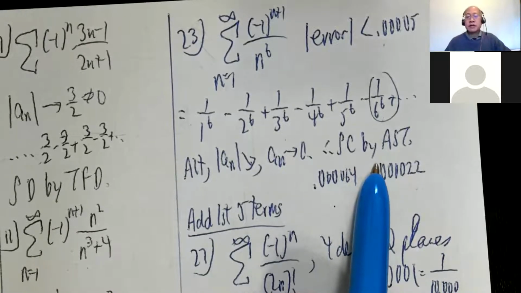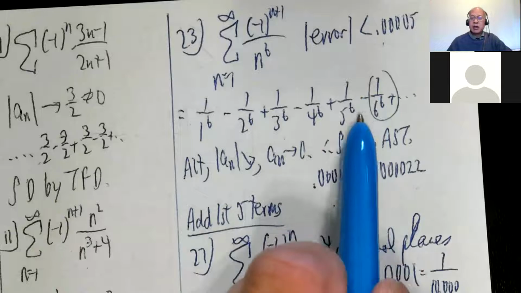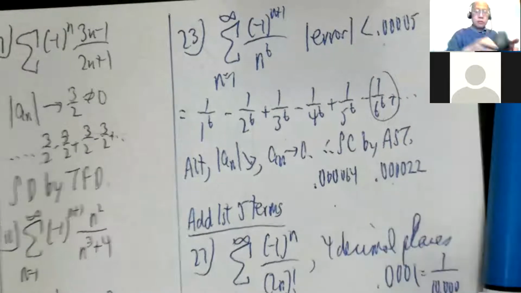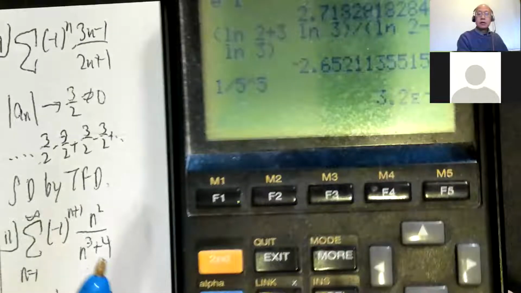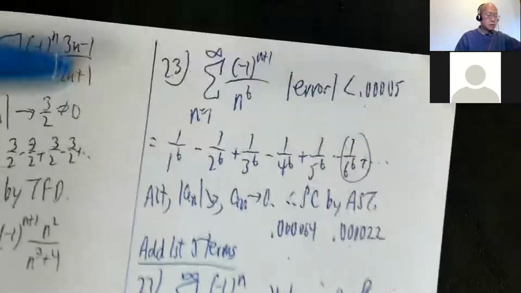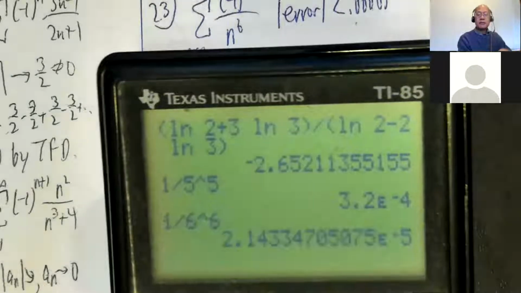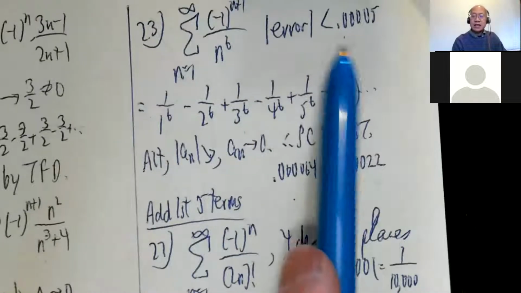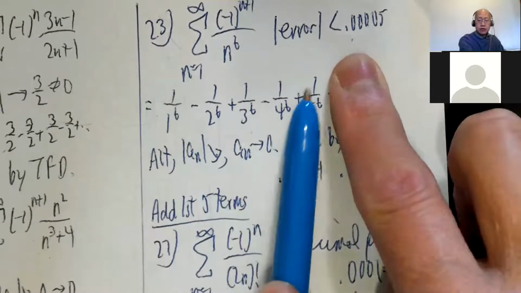So what is that approximate sum, to an error of 0.00005 or less? I keep going until I find a term that's below this. Let me see if I can verify that on my calculator. 1 divided by 5 to the 5th power is 3.2 times 10 to the -4, that's 0.00032. That's not quite good enough. So I'll do 1 divided by 6 to the 6th. It's 2.14 times 10 to the negative 5, that's 0.00002, roughly. That is less than 0.00005. So that means I can just add up these 5 terms.